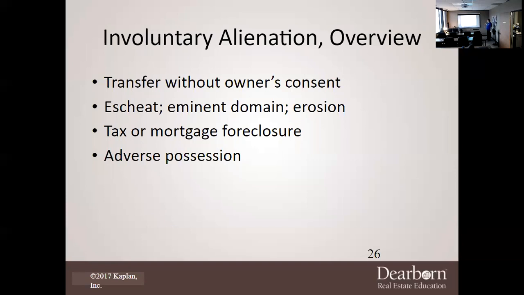One of the basic ones is what we call escheat, eminent domain, erosion. These are the ones that we've already talked about before, but it's the simple thing of doing what? I'm coming to just take your stuff. I'm not going to ask your consent. I'm just going to come take it. Now, of course, we know that tax and mortgage foreclosure is going to be the most known one, but also adverse possession.